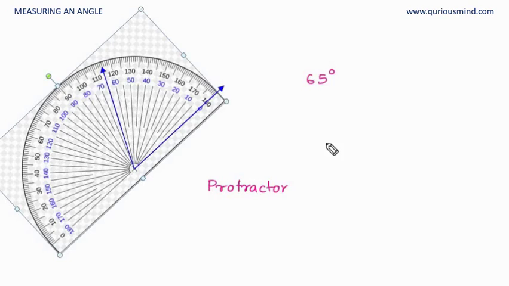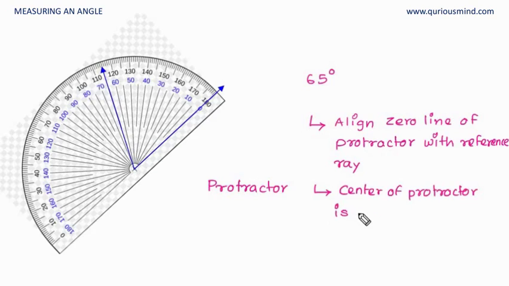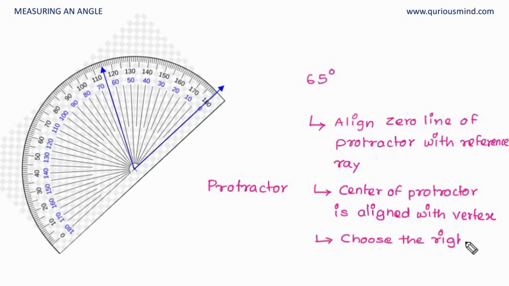So let's talk about the things which we need to do. First, step 1, align the 0 line of the protractor with the reference ray. This is the 0 line, we align it with the reference ray. Step 2, the center of the protractor is aligned with the vertex of the angle. And step 3, choose the right scale. And how do we decide the right scale? The 0 which is aligned with the reference ray, that scale we will use. So in this case, the blue 0 is aligned with the reference ray, so we are going to take the blue scale.